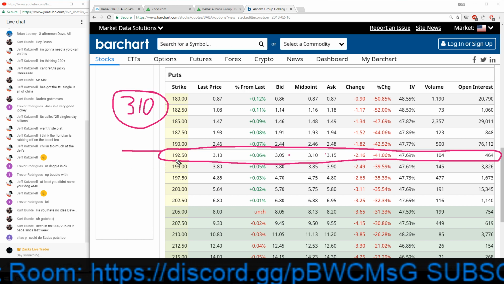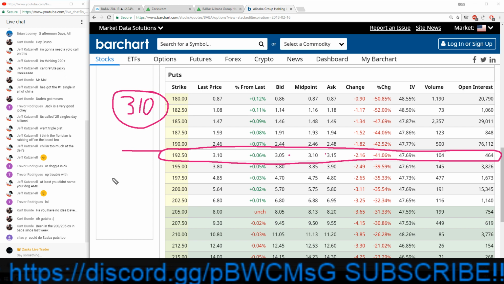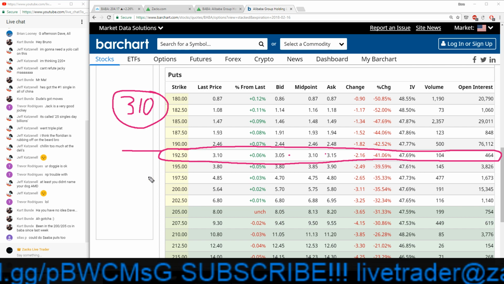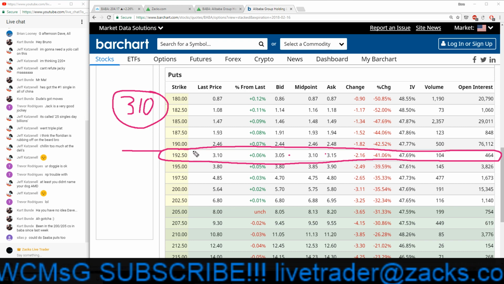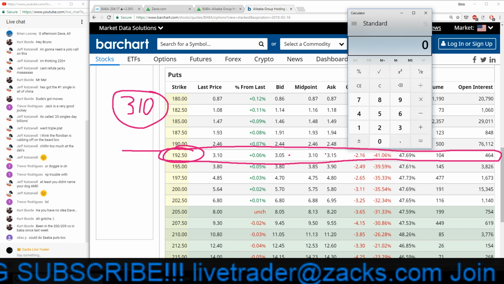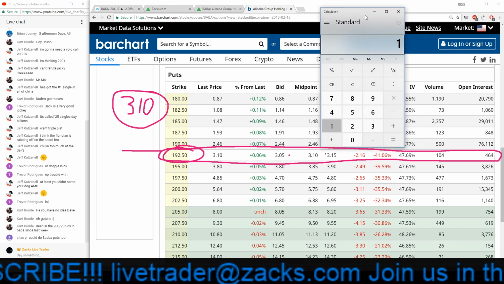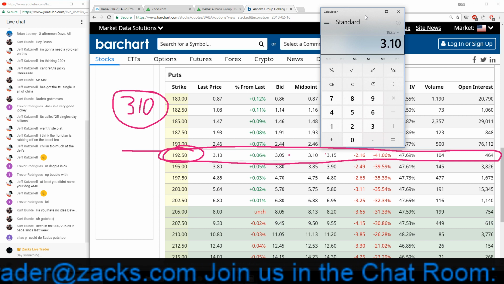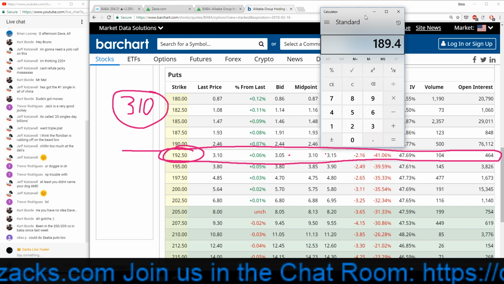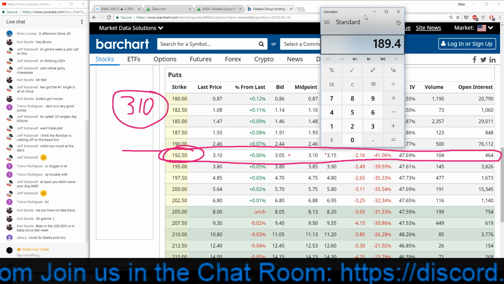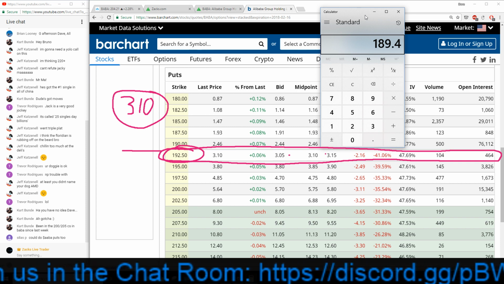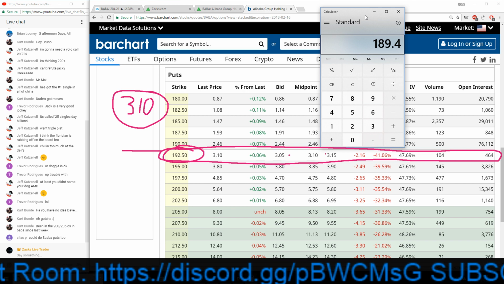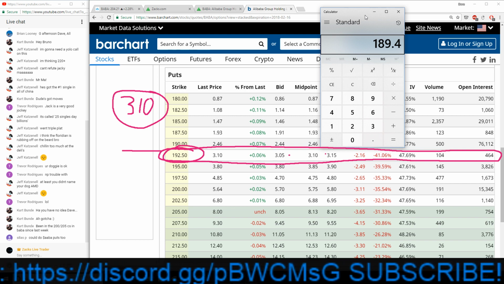If Alibaba stays at or above that 192.50 level, guess what happens? You're just going to pocket that 310. You don't have to do anything. If Alibaba comes below 192.50, the shares are going to be put to you at 192.50. But what did you already do? You already got yourself a little bit of a discount, right? You're going to get put at 192.50, but remember, you also get that 310 in credit. So really your cost basis will be all the way down at 189.40, which when you're looking at it today ahead of earnings, asking yourself, should I buy 100 shares of Alibaba? If you just did it this way, that's one way to get in at a much cheaper price, still participate in the upside.